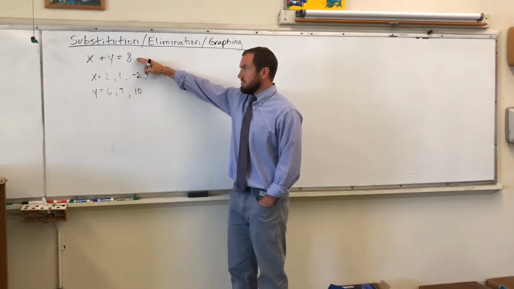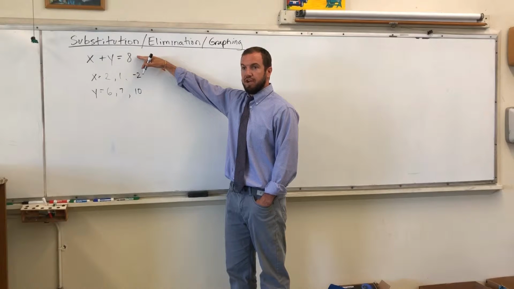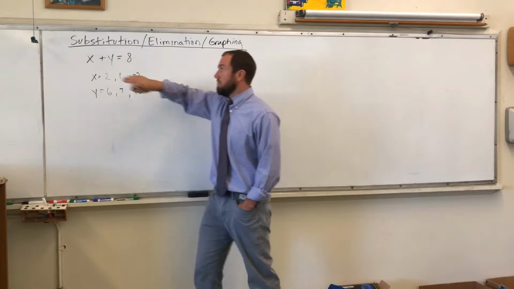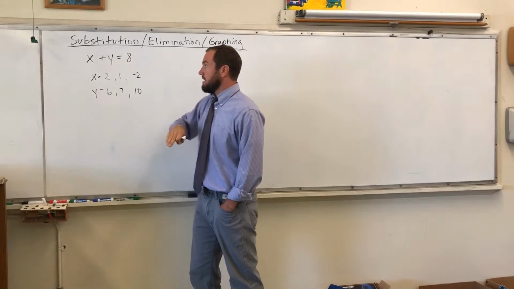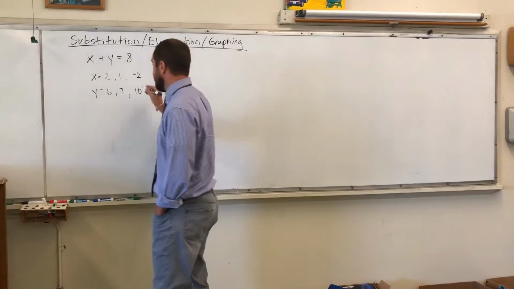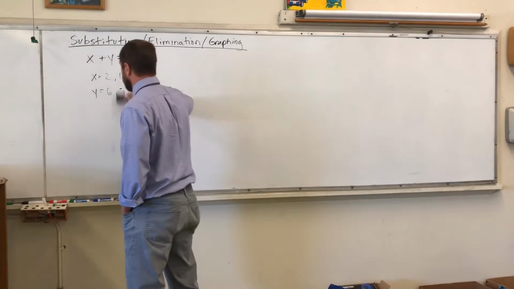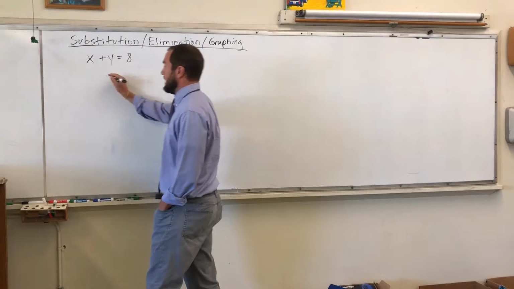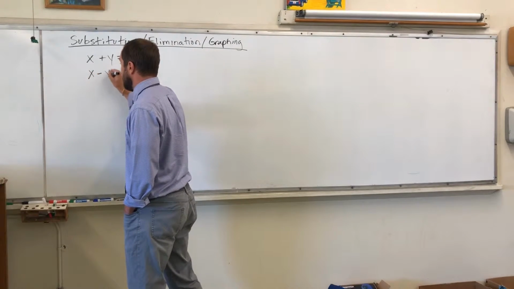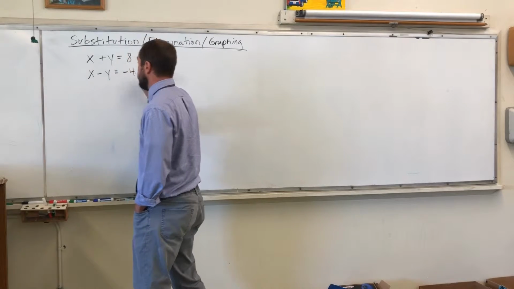So given this set of rules, these two variables, there isn't any way to determine what the value is for each variable. But if I add another set of rules and say, well, if x plus y is equal to 8, and I say, well, if you have x minus y, that's going to equal -4.